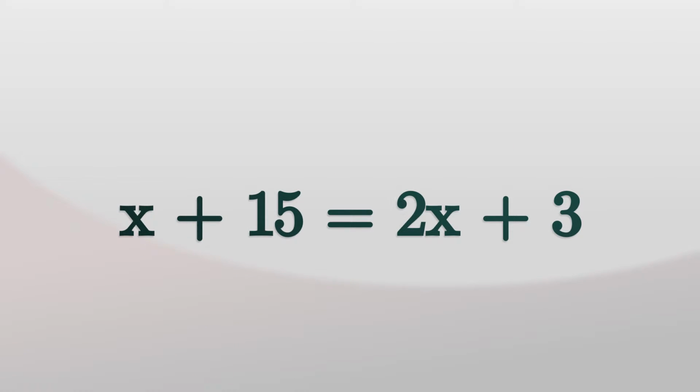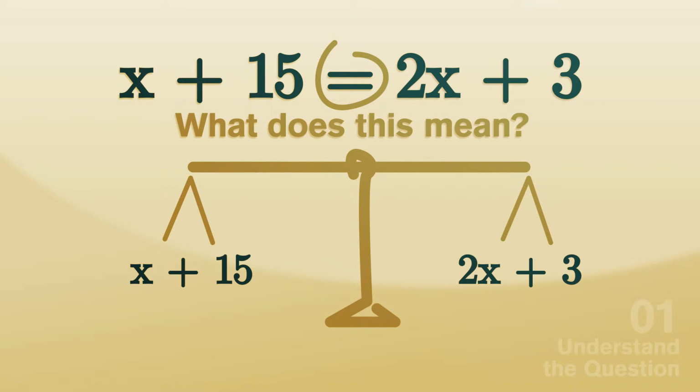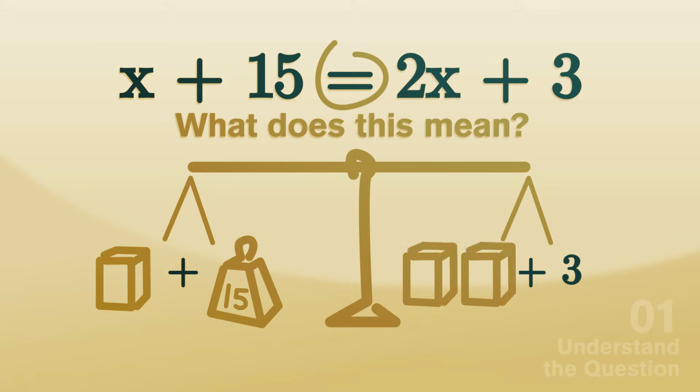Consider this equation. x + 15 = 2x + 3. Now let's stop and think what that equal sign in the middle means. We could think of our equation as a balanced set of scales. In our case, we know that the scale is balanced if we have a box and 15 kilos of weights on one side, and 2 boxes and 3 kilos of weights on the other.